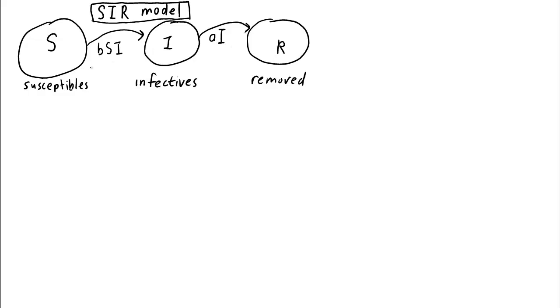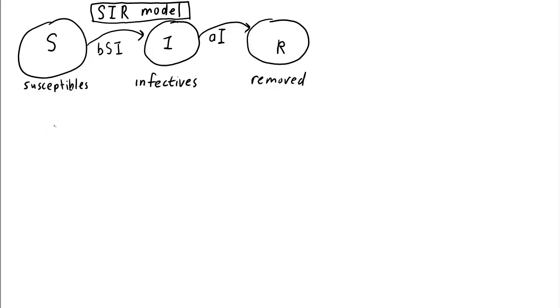And in the rates of transition, it turns out that susceptible people get infected at a rate proportional to S times I, with a proportionality constant B, which is the infection rate, and infectives recover at a rate proportional to I, so it's A times I, with recovery rate A.